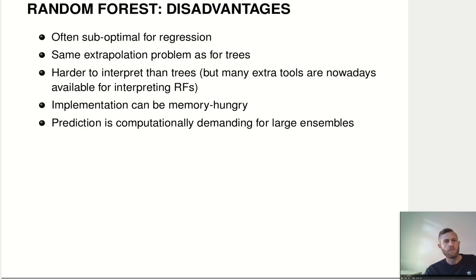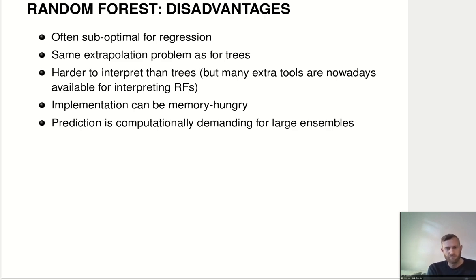All right, disadvantages. Well, for regression, specifically if we have smooth effects of the feature vectors or of the features, they're often suboptimal because still what we're doing is basically fitting step functions. They have the same problem with extrapolation as for trees, but then again, most machine learning methods don't do well at extrapolation.